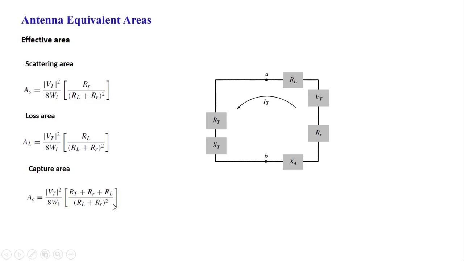One thing to remember is the maximum effective area and the maximum directivity are related with each other, and they are related as maximum effective area AEM equal to lambda square by 4 pi into the maximum directivity. Hope you understood these two parameters, that is the antenna aperture and the antenna's effective length or antenna effective height, in this lecture. Thank you.